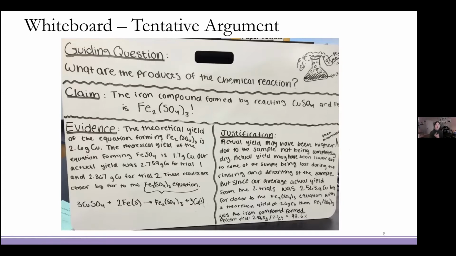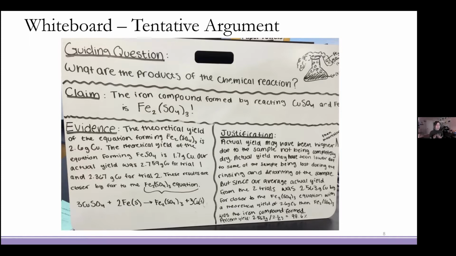So at this point, they have analyzed their data, they write the guiding question on the whiteboard, they then write their claim. So in this case, what were the products of the chemical reaction? They write the evidence that they've collected that day from their designed investigation. And then they write their justification, which connects their evidence to the claim. So why was your evidence appropriate for this claim? And they write this on a large whiteboard and they put it up at their lab station.